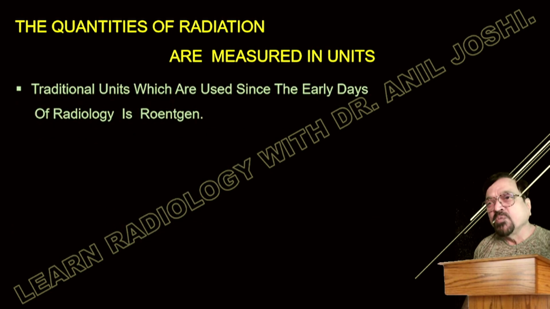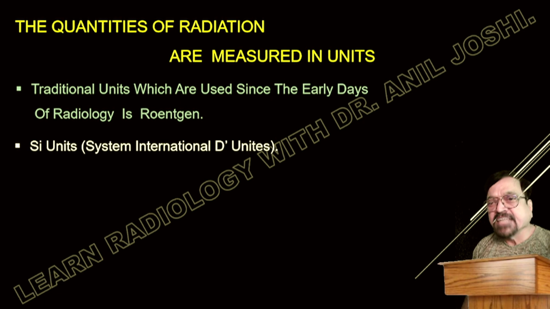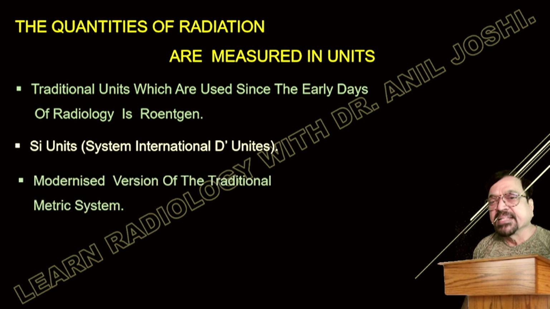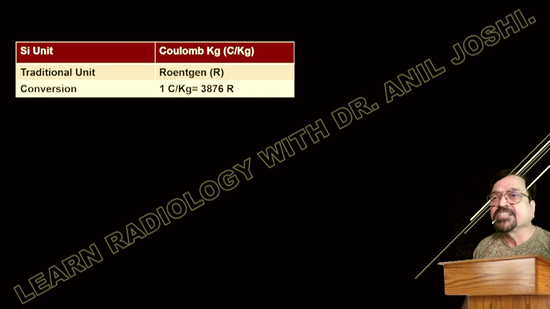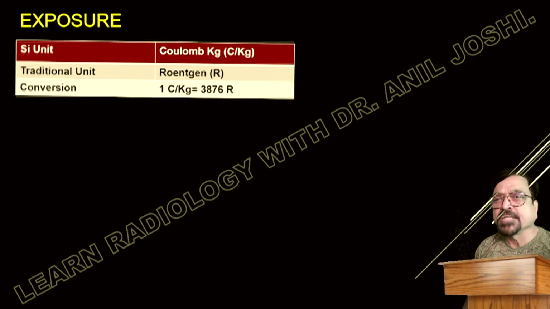The quantities of radiation are measured in units. The traditional unit, which has been used since the early days of radiation, is Roentgen. The SI unit, that is the System International unit, is the modernized version of the traditional metric system. Now this chart gives you the SI and traditional units, coulomb per kg and the Roentgen R, and the conversion is given below. This is for the exposure.